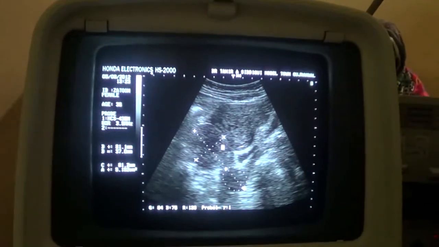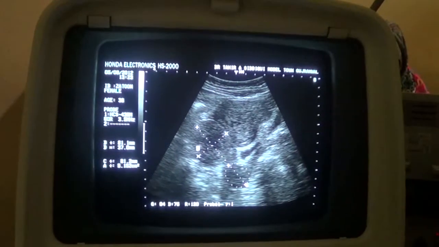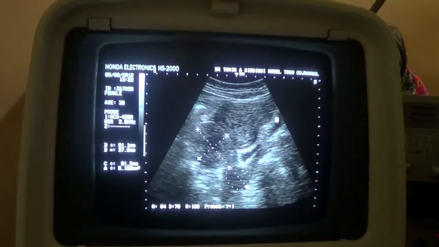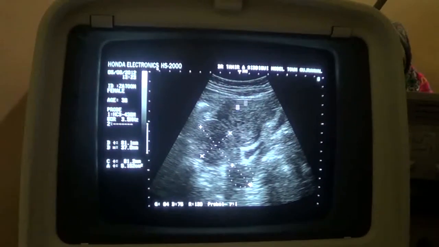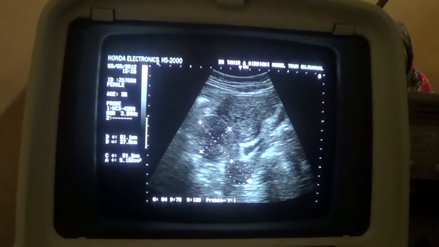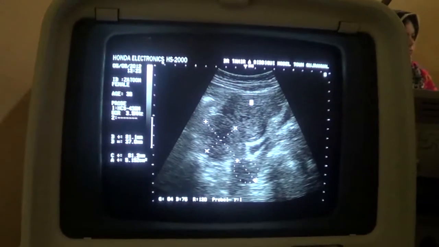The anterior myometrium is clear. This is the fundal region. This is the posterior wall. The cervix is normal. Vagina is normal. The urinary bladder. Now this is an echogenic area seen anterior to the uterus in the pelvic cavity.